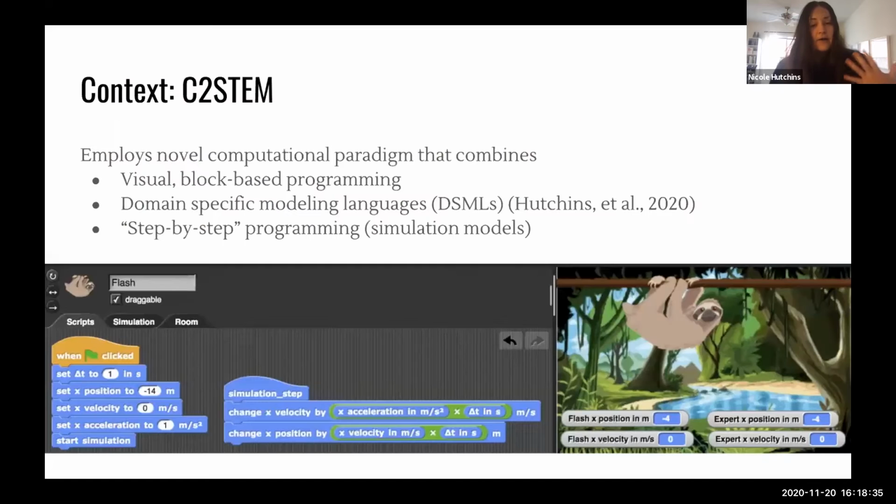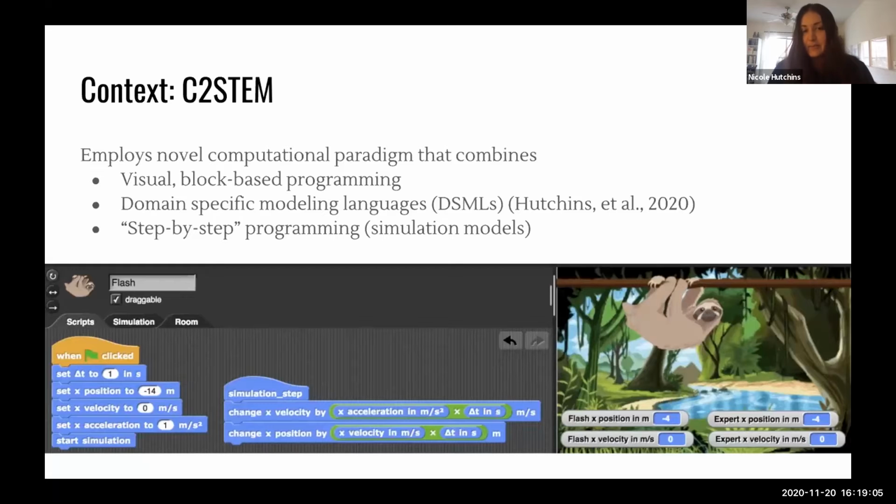So our approach is perhaps slightly different than what I've seen so far, in that while we've done our analysis in our system, we've recognized the importance of debugging in helping students learn both their computational thinking and their science as they're building computational models. So I'm going to talk a little bit about how we found that and the future directions that we're going. So the context is C2 STEM.